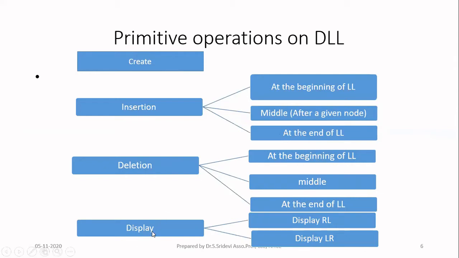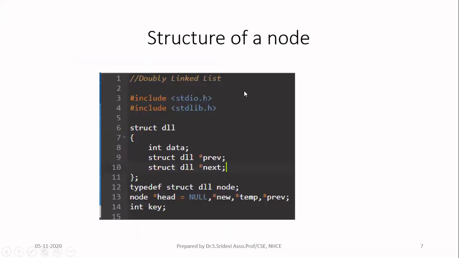We have display. In case of display, so far in the single linked list and circular single linked list, we have seen only one direction display. Whereas here we can display in both the directions. So you have two displays here. One is a display from left to right, another is display from right to left. Okay, so now let us go to the next slide.